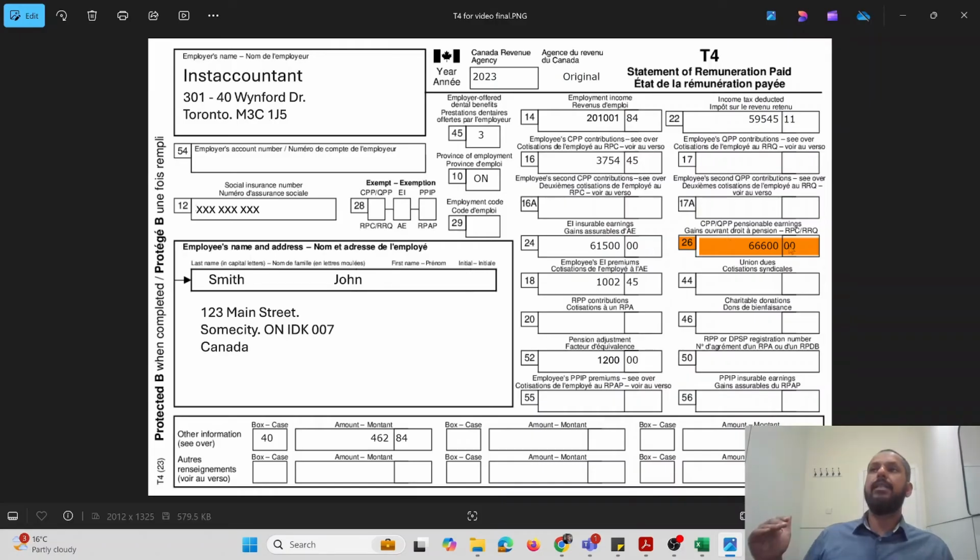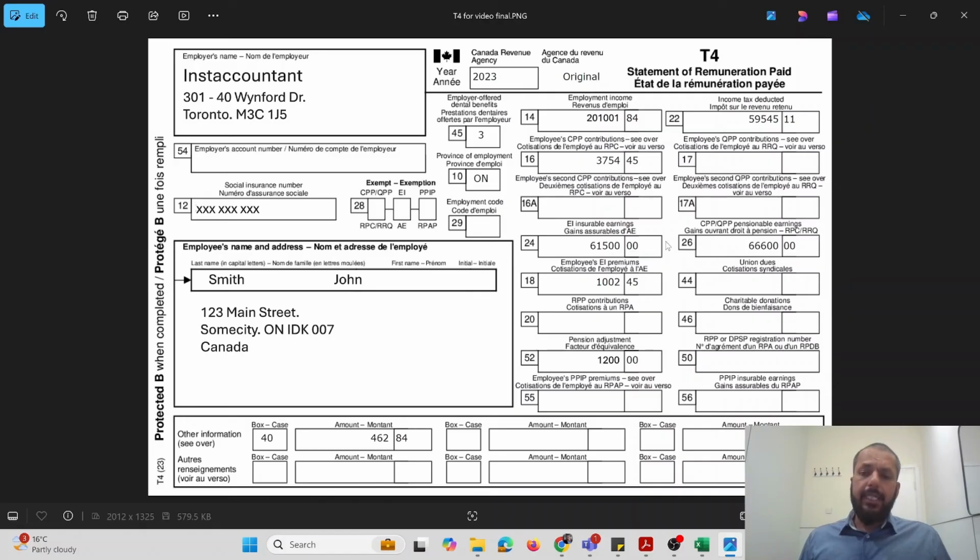These ceilings keep changing every year. For 2023, the ceiling for CPP pensionable earning was $66,600, which is far less than your gross salary. Similarly, with EI insurable earning, $61,500 is for 2023. Again, this ceiling is far less than your employment income.